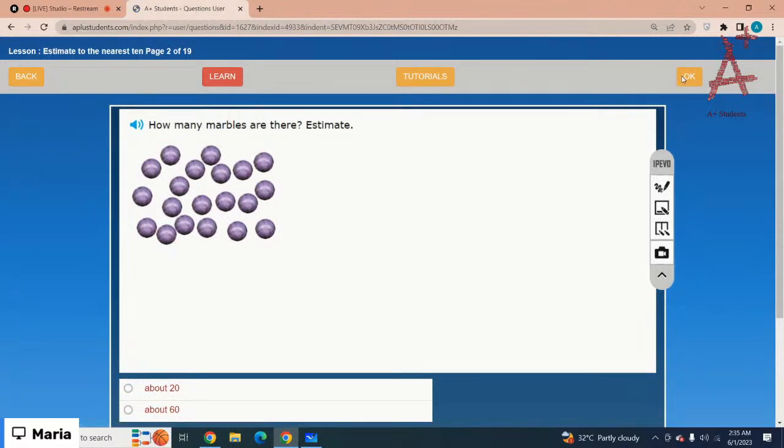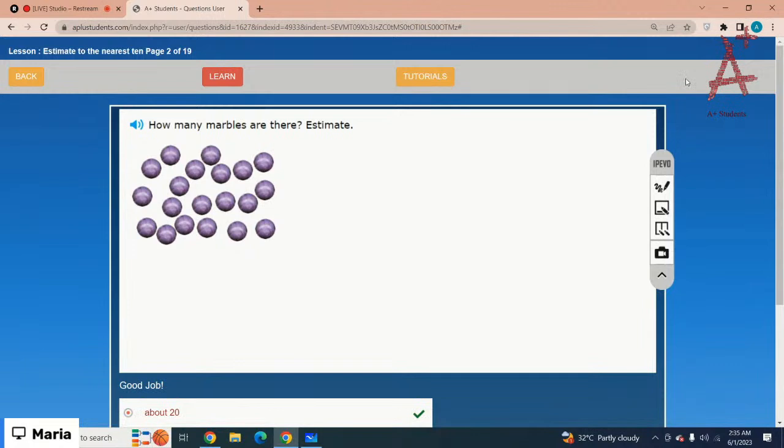Okay, how many marbles are there? You can see the options, about 20 or 60. They don't look like 60. They are very few marbles. Got it? They are about 20 marbles. The correct option is 20. Got it?